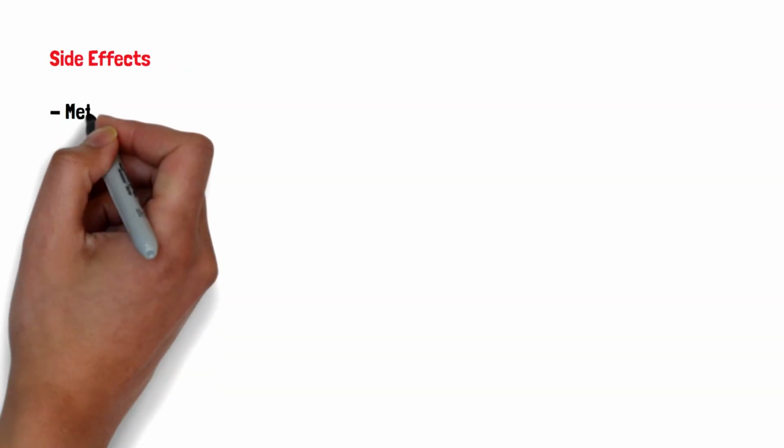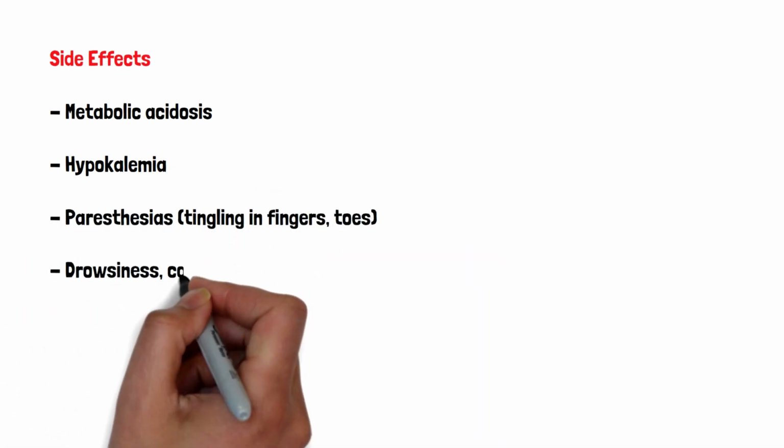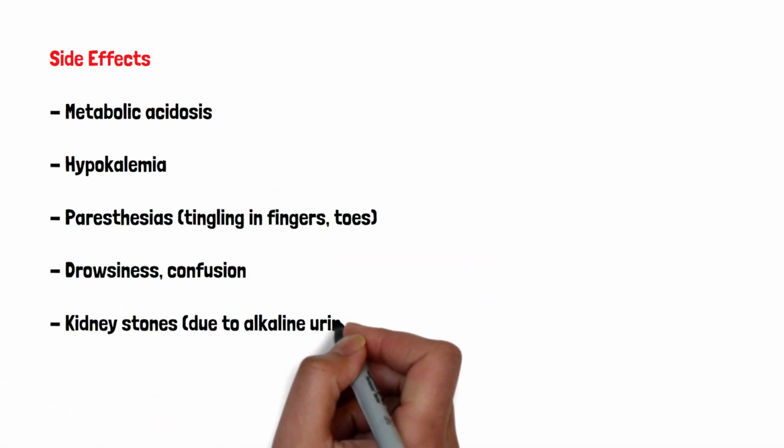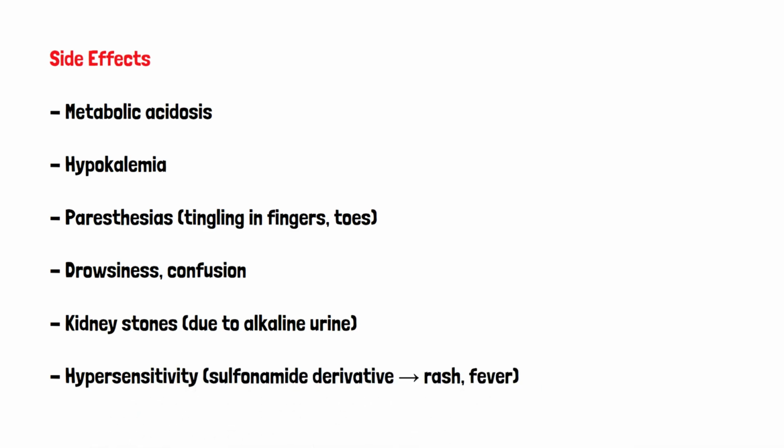Side effects. But here's the catch. Acetazolamide can cause metabolic acidosis, low potassium, tingling sensations in fingers and toes, paresthesias, kidney stones, and since it's a sulfonamide derivative, it can also trigger allergic reactions.